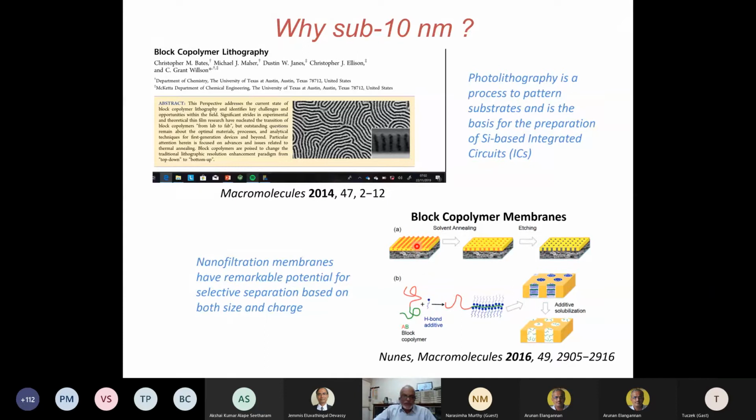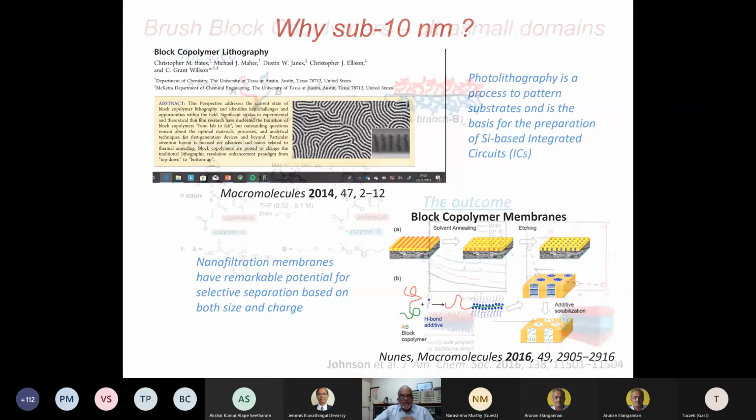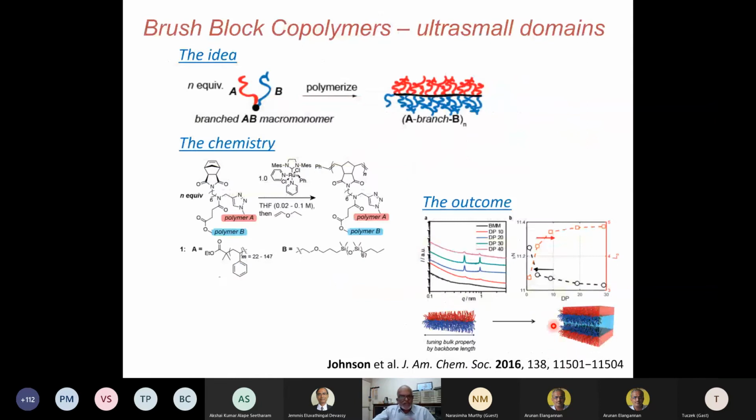The second interesting and important application is nanofiltration. I told you can form cylinders of one in a matrix of the other. And if you can get the cylinders to stand vertically, which you can, then you can remove one of the portions. If you remove the cylinders, you actually have holes. The dimension of the holes is governed by the dimension of one of the blocks. So these are some interesting applications. People have been interested in this.